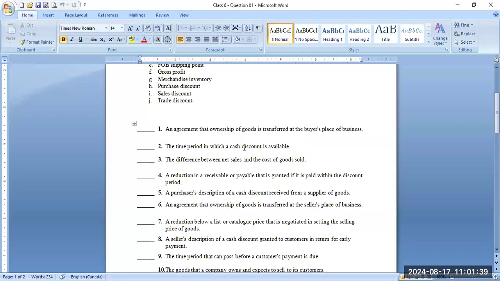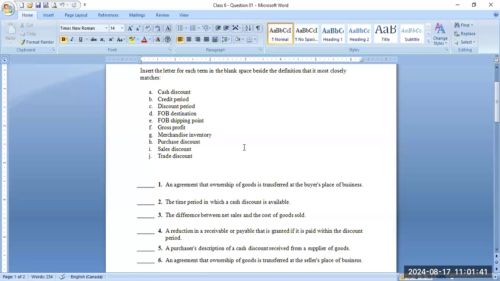I'm going to start sharing the screen with the questions. First question, it's a very simple question. Those are the terminology, and insert the letter of each term in the blank space beside the definition that most closely matches. So you have to find out which one is cash discount, which is your grace period, which is discount period, which is free on-board destination and free on-board shipping point.